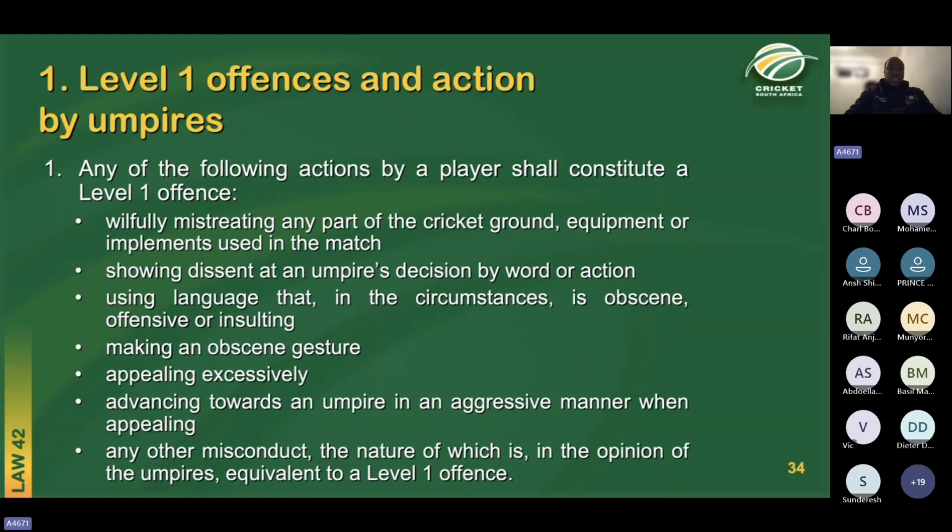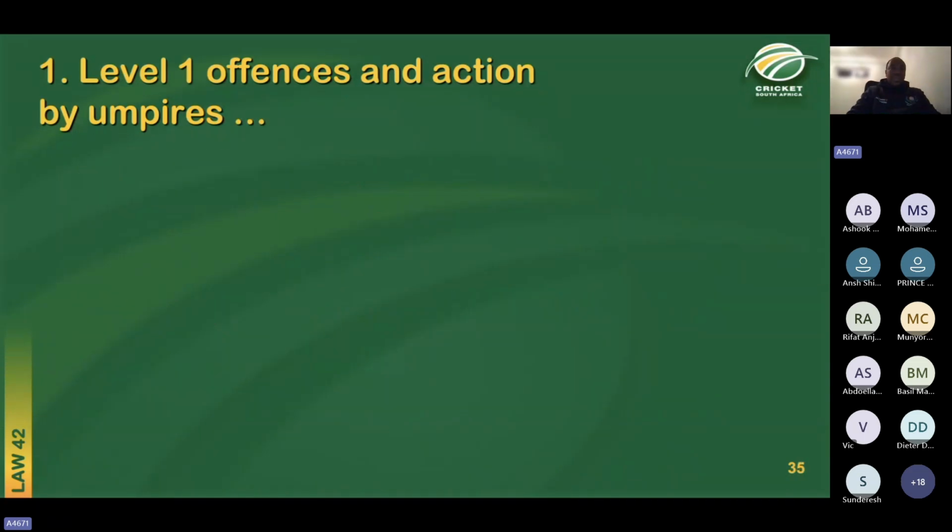Any other misconduct, the nature of which, in the opinion of the umpires, is equivalent to the offenses above, will be considered a level 1 offense. So obviously we cannot cover every single eventuality in terms of player behavior. So we just need to gauge the seriousness of the offense. If it is similar to these listed above, then it shall also be considered a level 1 offense.